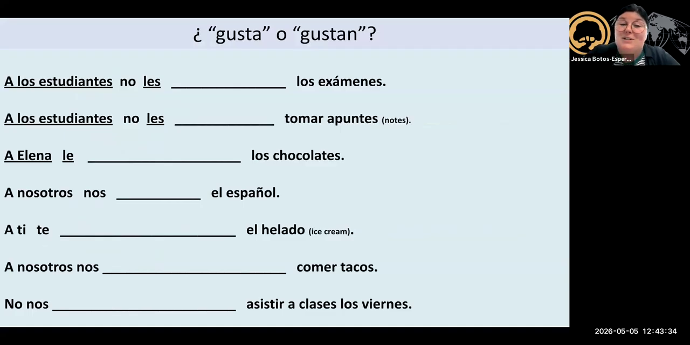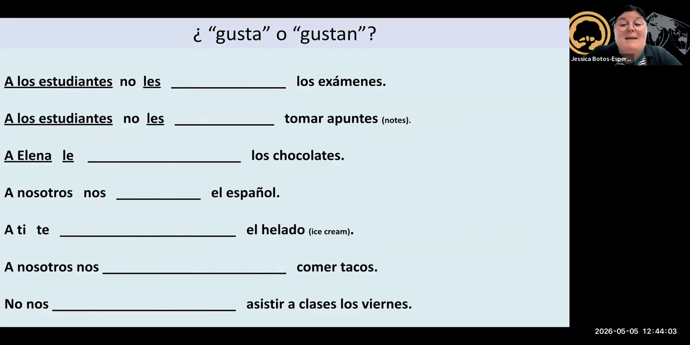Now, it's your turn. I want you to read the following sentences out loud in Spanish and fill in the blank with either gusta or gustan. Make sure to justify your answer. So remember that if what follows the verb gustar is singular or a verb, we choose gusta. If what follows gustar is plural, use gustan.